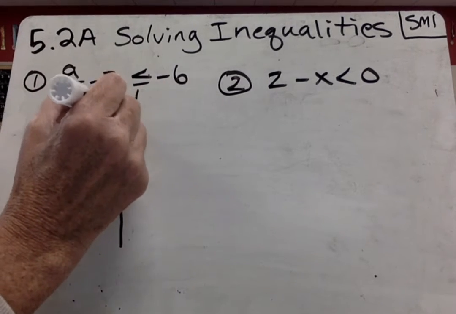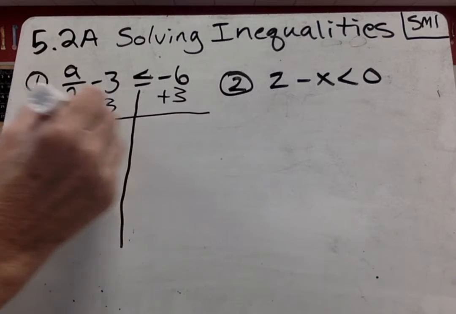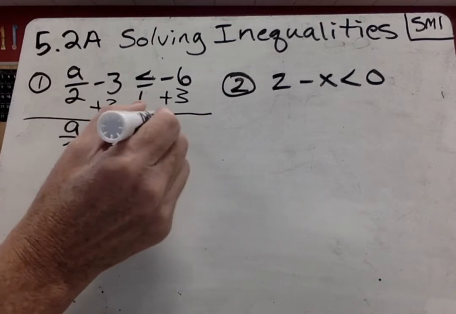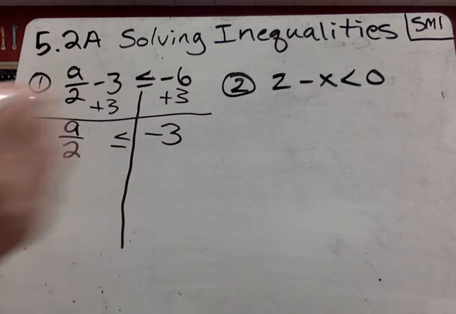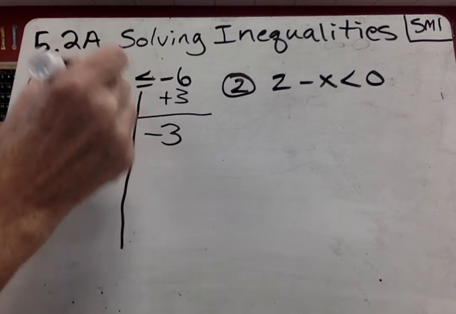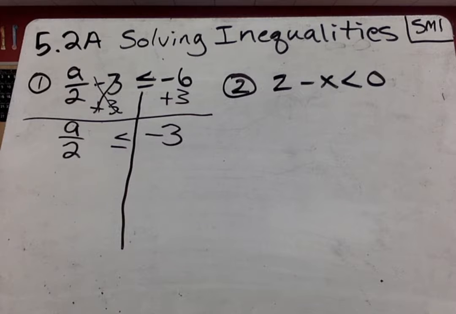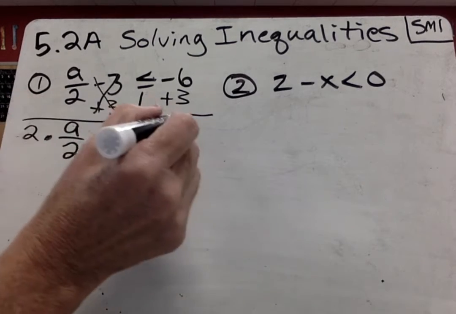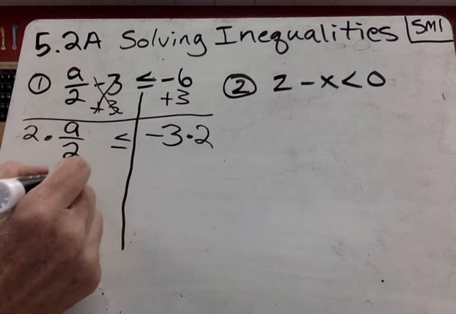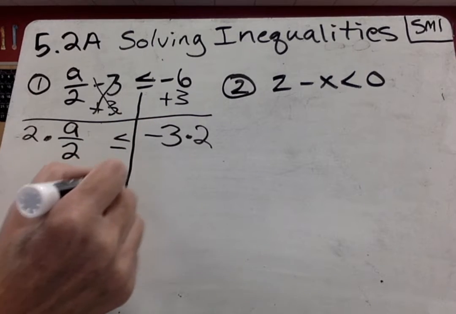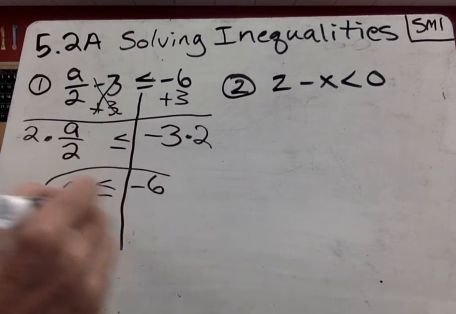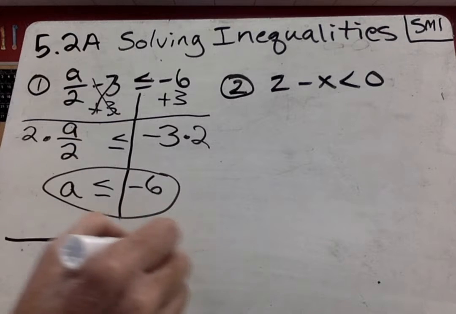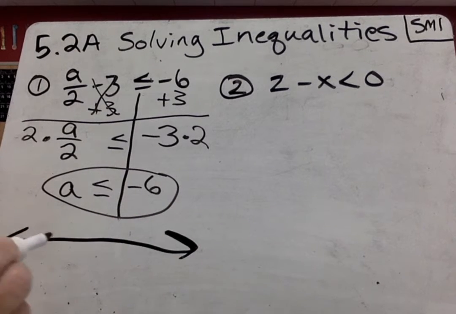We first add 3, and I'm going to go ahead and put this less than or equal to sign there, and we add 3 to both sides, and that's what we get. Next, this is a divided by 2, so we multiply by 2. So a is less than or equal to -6. So that's our answer. We're going to graph it and also put it in interval notation.